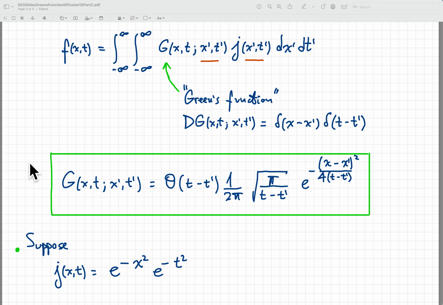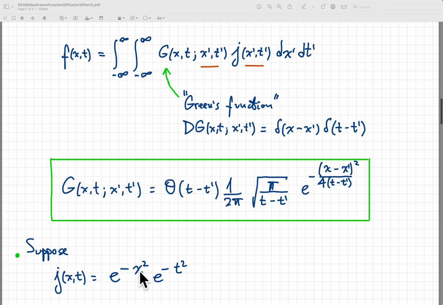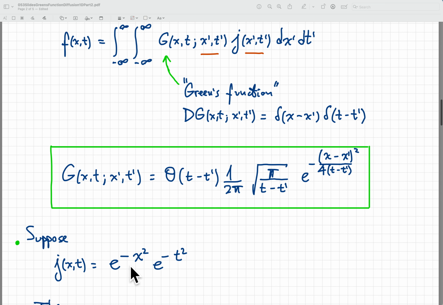And so now what I want to do is to say, well, suppose that we're given a j, we're given a function j, and suppose it's this one. It's a simple, pretty benign function, e to the minus x squared, e to the minus t squared. So if you want, this is like a Gaussian that starts to turn on from minus infinity, where it's completely 0 because this factor goes to 0, and then it reaches a maximum at t equals 0, and then it dies off again as t goes to infinity.